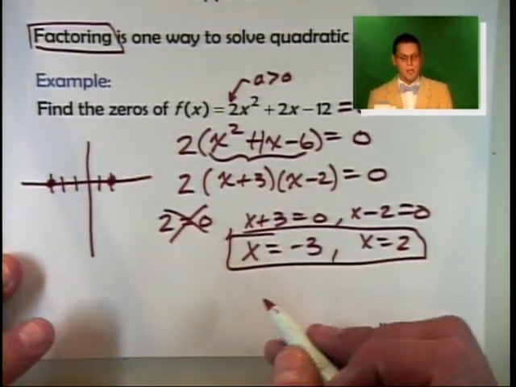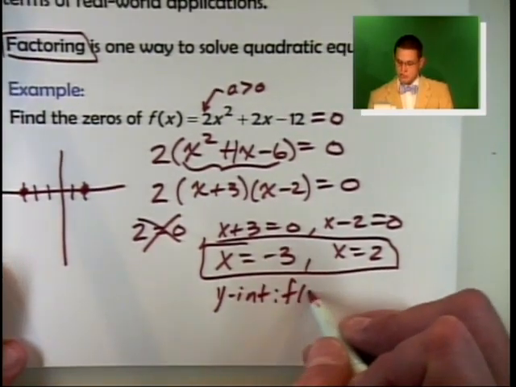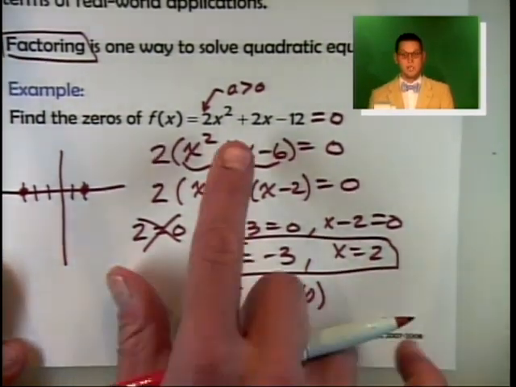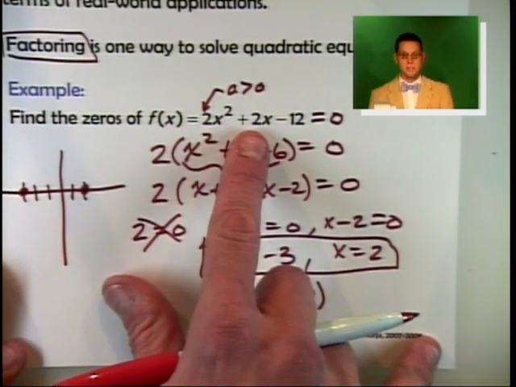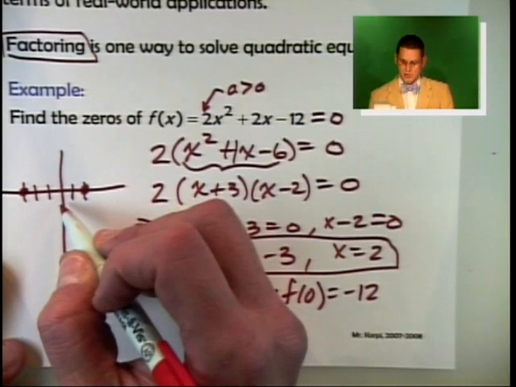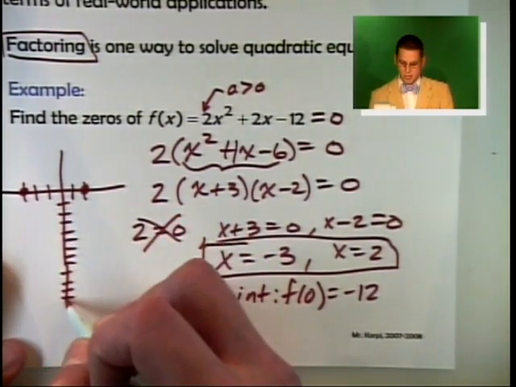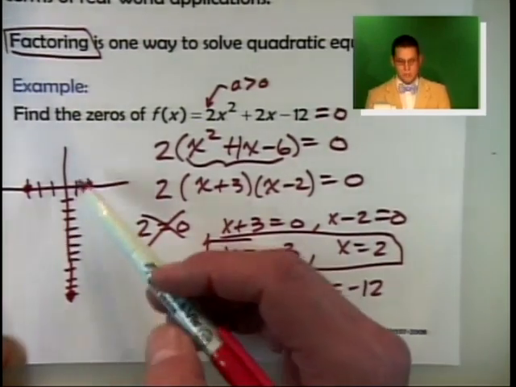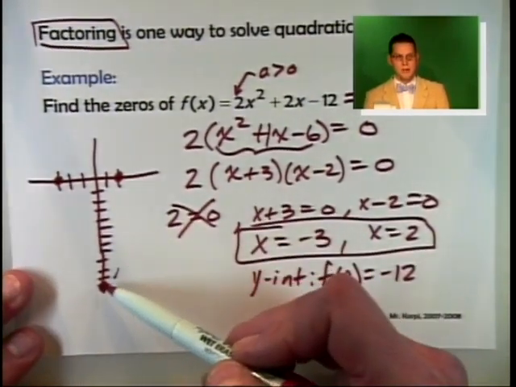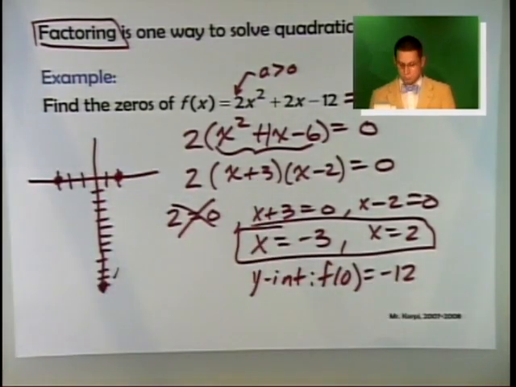I would like to have one more point to guide me through here. Well, that's where the y-intercept comes in. To find the y-intercept, we're just going to plug in a 0 for x. So that's f of 0. If you come up here, that's going to be 0 plus 0 minus 12, or a negative 12. So if I come down here, 1, 2, 3, 4, 5, 6, 7, 8, 9, 10, 11, 12. There it is. Now notice that that is not the vertex, because this is not halfway in between here. But it does give me another point that I can guide my parabola through.